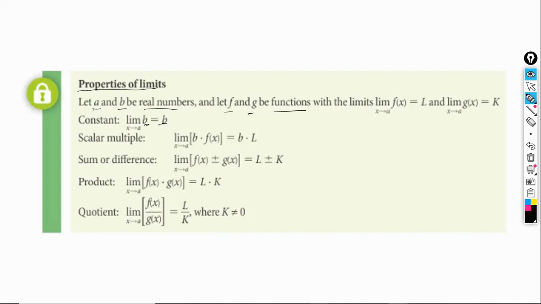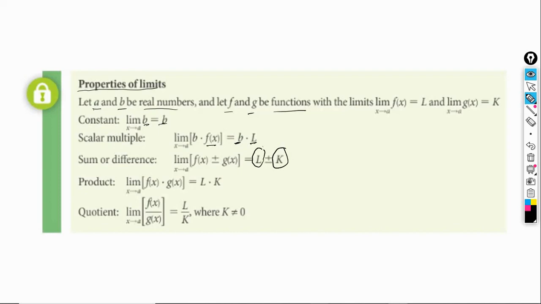Then you have the property of a scalar multiple. If you're trying to find the limit of a function as x approaches a, in this case the limit of b times f of x, then that would equal whatever f of x converges to, which is L, times b, the constant. Then you have the property of sum or difference, which says that if you're doing the limit as x approaches a of f of x plus or minus g of x, you can find those limits independently and then add them or subtract them accordingly.